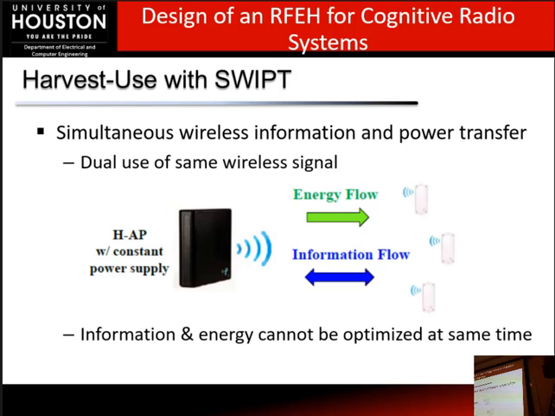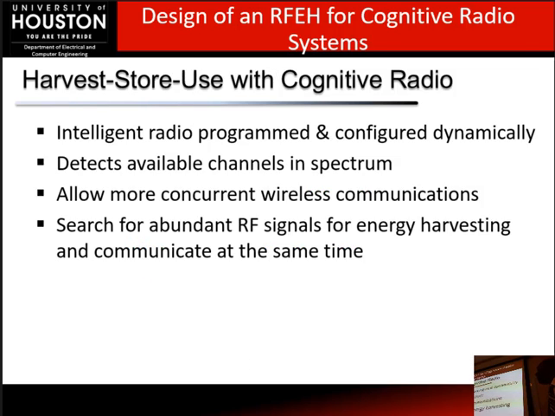But in the second section of this presentation, I will show an opportunistic sensing strategy that can be used to implement the SWIFT. The other one is harvester use with cognitive radio. Cognitive radio is an intelligent radio that can be programmed and configured dynamically.